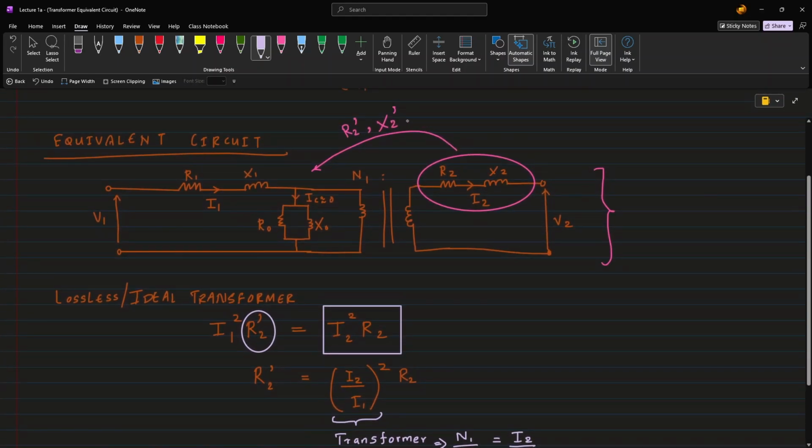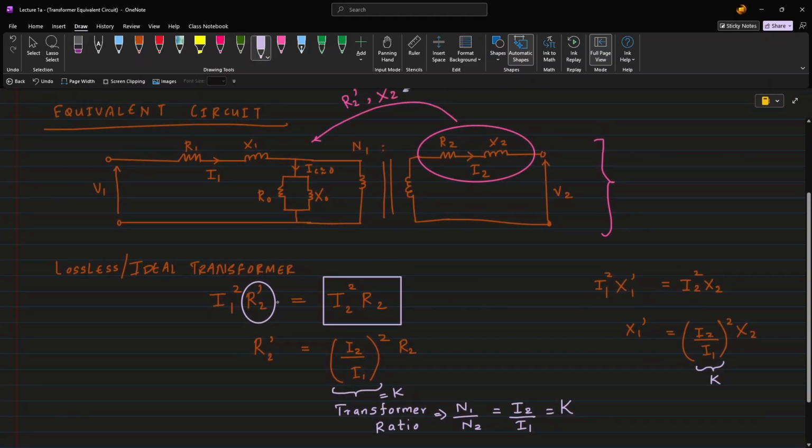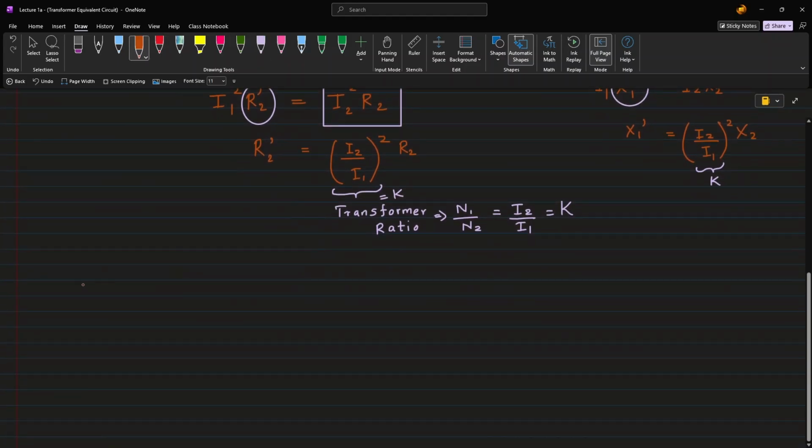We can do the same derivation for the secondary side reactance as well. Let's quickly represent that here. For ease, let's represent the transformer ratio as K. Through this exercise, we have found an equivalent resistance and reactance of the secondary coil winding that can be reflected on the primary side. Using these new terms, we can draw a simplified equivalent circuit for the transformer model.